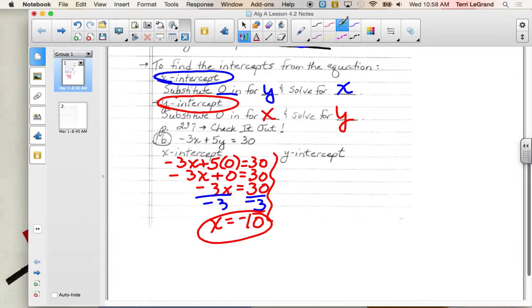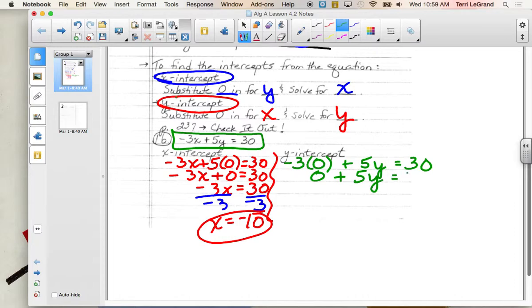Okay, to find the y-intercept, put 0 in for x. So we're going to say negative 3 times 0 plus 5y equals 30. We're using this equation right here and we're just substituting into it. We're looking for y, so 0 goes in for the other. So what is negative 3 times 0? 0. What is 0 plus 5y? 5y.